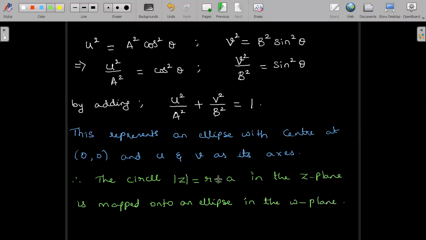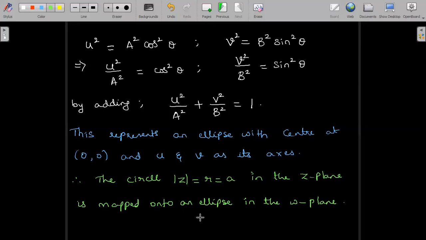Mod z is equal to r equal to a represents a circle in the z plane. So how is it representing a circle? Mod z is equal to a means square root of x square plus y square is equal to a. Z is x plus iy, no? So mod z will be square root of x square plus y square is equal to a. Squaring on both sides, x square plus y square is equal to a square, which represents a circle equation in the z plane.